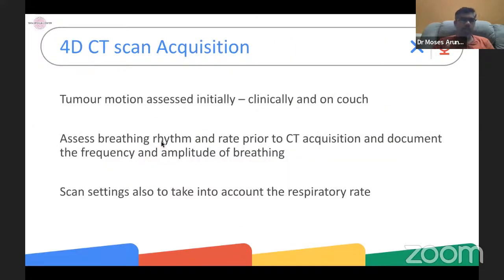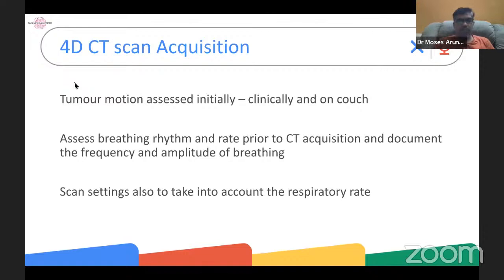Usually before we go ahead and do a 4D CT acquisition, we place the patient on the couch in a comfortable position and assess the breathing pattern and the rhythm of the patient before we acquire the CT scan. This is an important step, because the radiographers, your physicists and yourself should be on the same page and be convinced that the patient has a regular breathing pattern, which will be replicated during each sitting of the treatment as well.